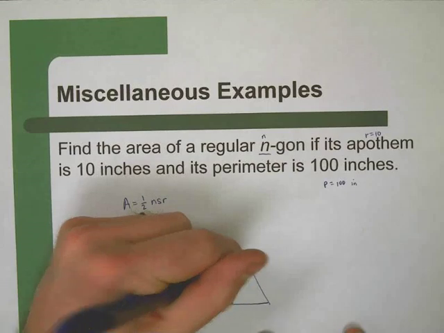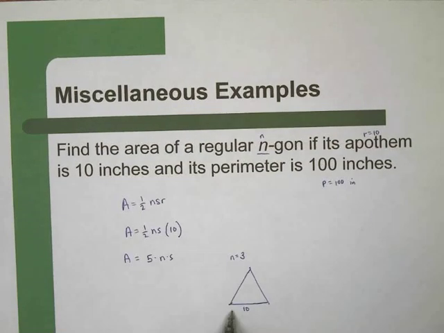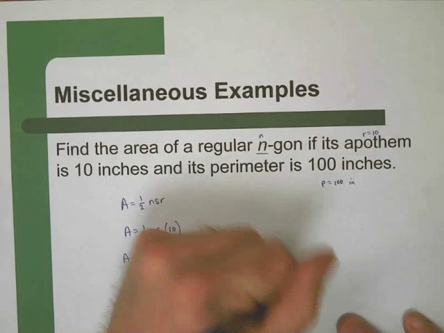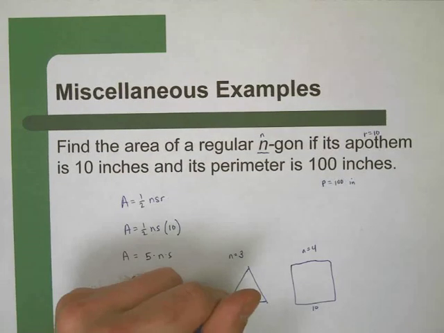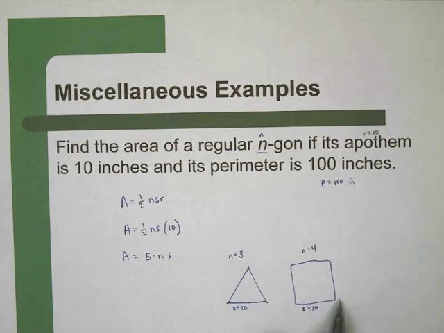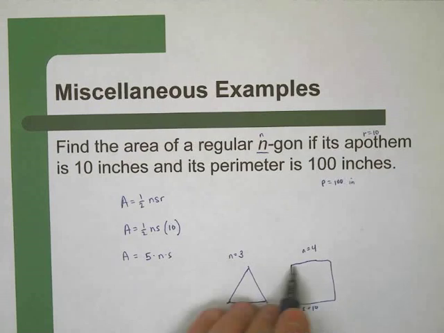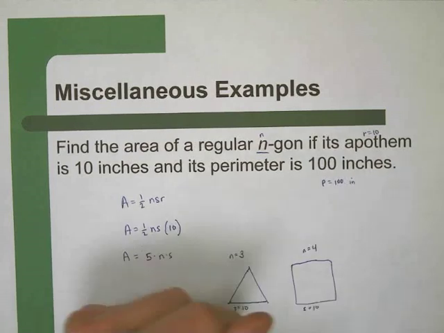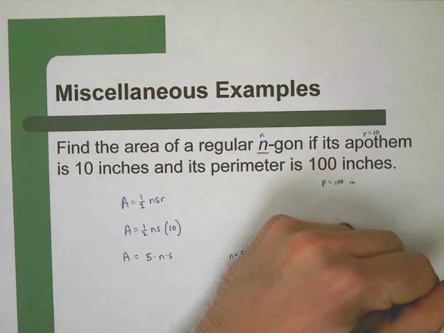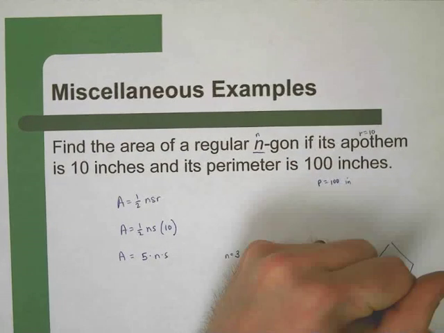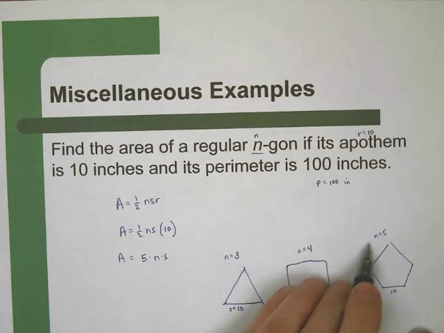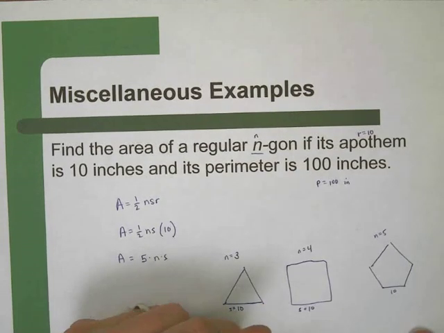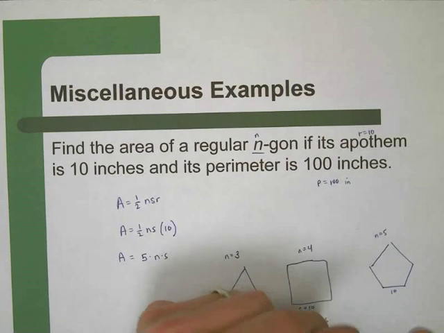Just keep in mind this. If I had a triangle, N is 3. And if I knew that the side length was 10, I would take 10 times 3 to get the perimeter, right? If I had a square, so N was 4, I would take 10 times 4 to get the perimeter. If I had a regular pentagon, with a side length of 10 and n equal to 5, I've got 10 times 5, that's 50 for the perimeter. So in each of those cases, the perimeter is n times s.